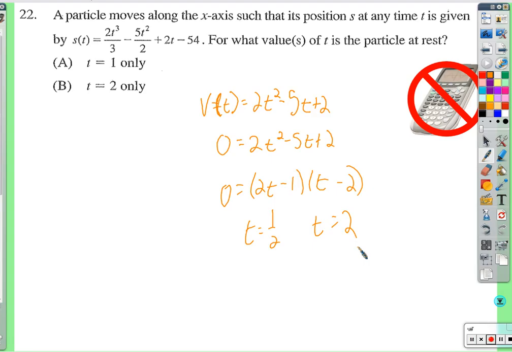What values of t is a particle at rest? Do we have to check if there's like a hole or something? There's not going to be any holes or anything like that because there's no t's in the denominators, there's no square roots of numbers, there's no natural logs of numbers. There's nothing that could cause this to be undefined.